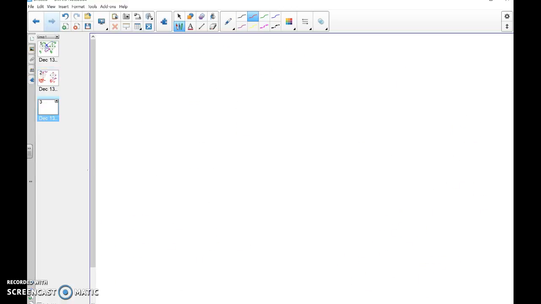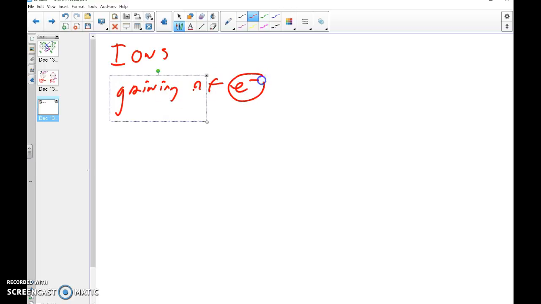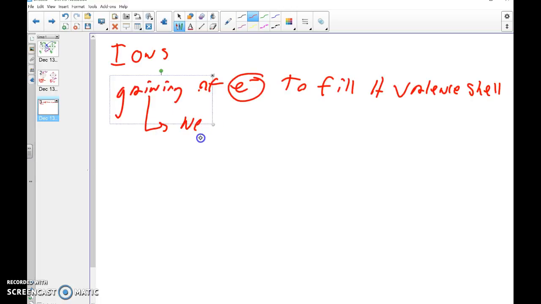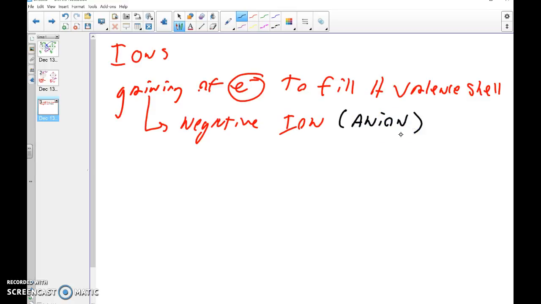So in essence, what we're talking about here when we discuss ions is the gaining of electrons to fill a valence shell. And when an element is going to gain electrons, this is going to make it a negative ion, or what we refer to as an anion. Okay? So that means it's going to have a negative charge.